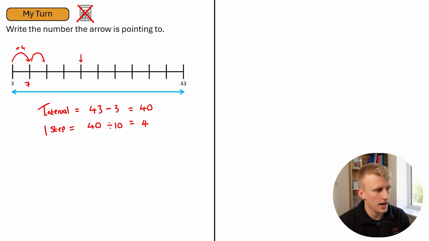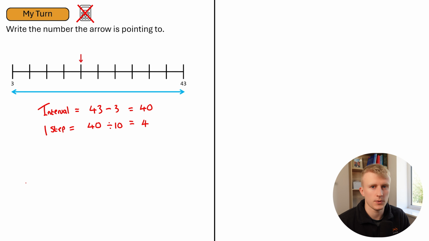And then we can just keep adding on the equal steps because we know what they are. So 7 add 4 is 11. And then we'll add 4 to 11. 11 add 4 is 15. And then we'll do 15 add 4. And it gives us a value of 19. So our arrow is pointing to 19.